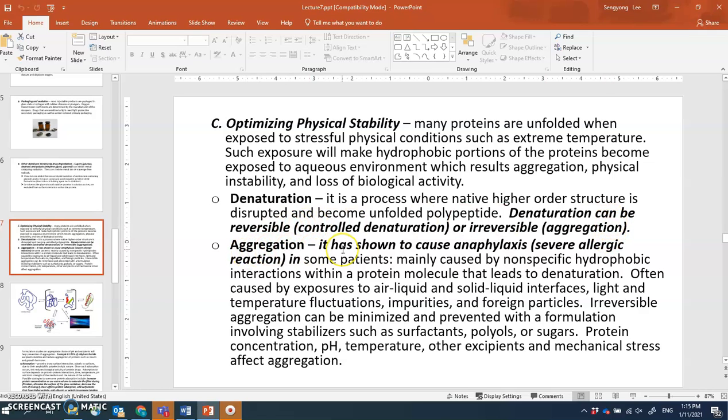So aggregation you should not have with your drug, because aggregation means your protein is binding together, forming a big garbage. If that big garbage is injected into the human body, it's going to cause anaphylaxis. What is that? Severe allergic reaction, because your immune system will recognize that as a foreign substance and try to attack that, and it will cause a hyperimmunogenic response in that area. So you don't want that.